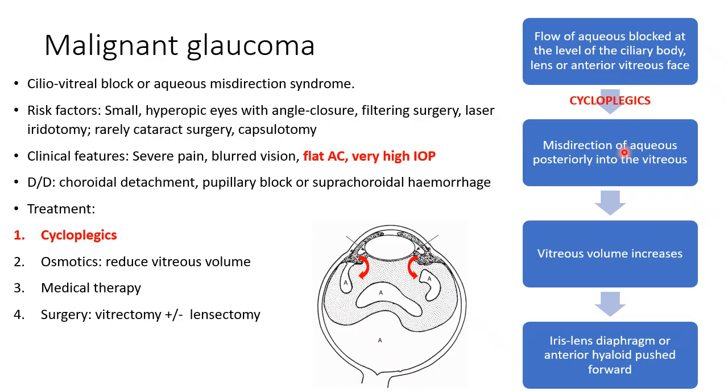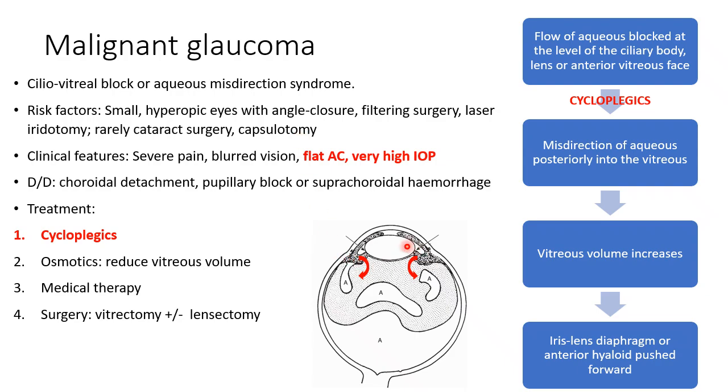You know, the vitreous is a gel. It has a surface, anterior and a posterior surface. So the anterior vitreous surface may be blocking this, preventing the aqueous from being released anteriorly. So with misdirection of the aqueous into the vitreous, the volume increases, as a result of which the iris lens diaphragm is pushed forward, or if there is no lens, the anterior hyaloid itself is pushed forward, leading to a secondary pupillary block, further worsening the situation. What are the risk factors? Small hyperopic eyes with angle closure, filtering surgery, that is trabeculectomy, laser iridotomy, and very rarely cataract surgery, capsulotomy can also cause it.